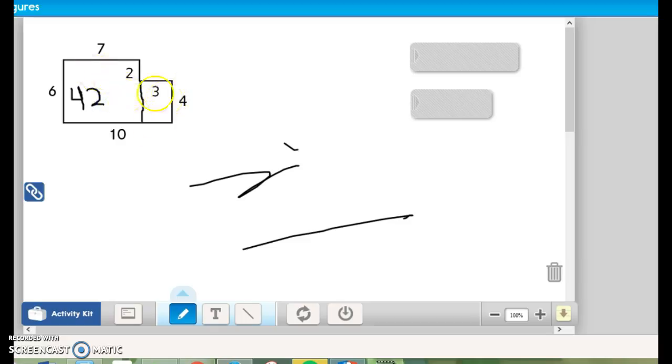Now I have to find this one. I know that this side is 3 and this side is 4, so 3 times 4 is 12. So I know one rectangle's area is 42, and the other is 12. So now, what I have to do next is add them together. So 42 plus 12 equals 54.